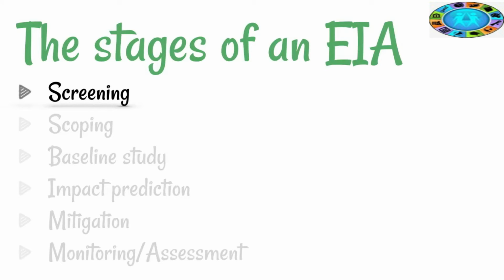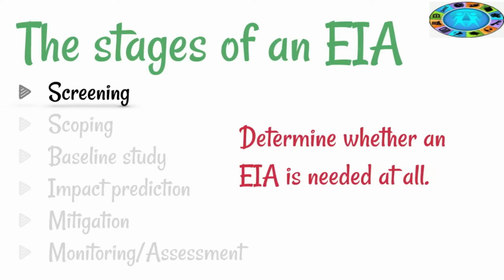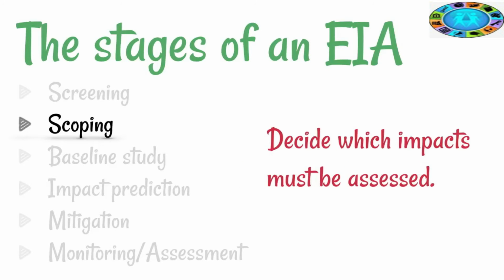First is screening, and this is there to determine whether or not an environmental impact assessment is needed at all. Next is scoping. Scoping is a way of deciding which impacts need to be assessed, and that's going to vary depending on the project and the location.